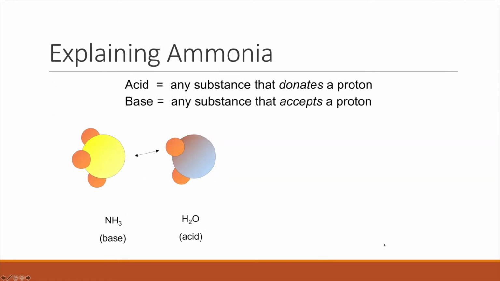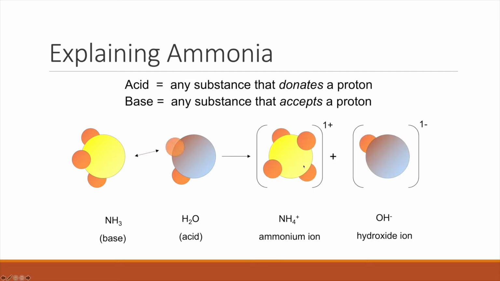So here is a way to explain ammonia. I've got ammonia here, NH3, and then I'm going to react it with water, an acid. Now don't freak out, I'll explain why water is an acid a little later. So the acid is going to donate its hydrogen to the ammonia, and I'm going to be left with NH4 plus, and would you look at that, OH minus, right?